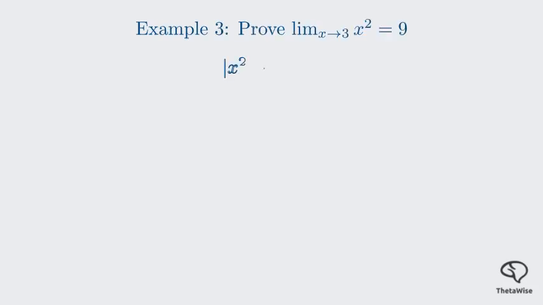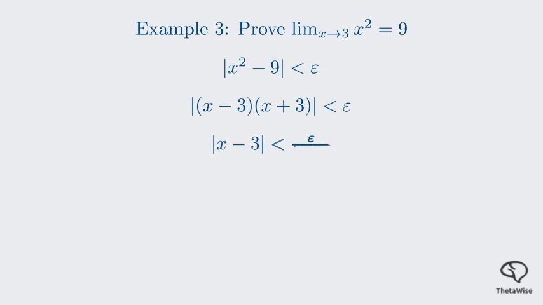Our third epsilon-delta proof is a bit more challenging and introduces a common technique for handling nonlinear functions. Let's prove the limit of x squared as x approaches 3 is 9. Following our process, we start with the absolute value of x squared minus 9 is less than epsilon. We can factor this into the absolute value of x minus 3 times x plus 3 is less than epsilon. This gives us the absolute value of x minus 3 is less than epsilon divided by the absolute value of x plus 3. Here's our problem. Delta depends on x, but delta must be a constant.